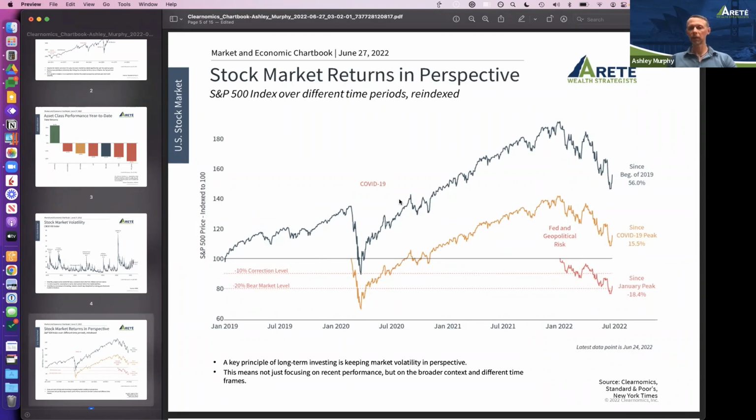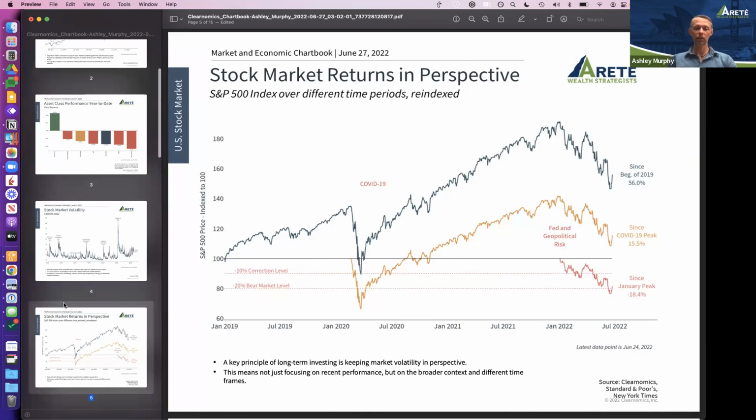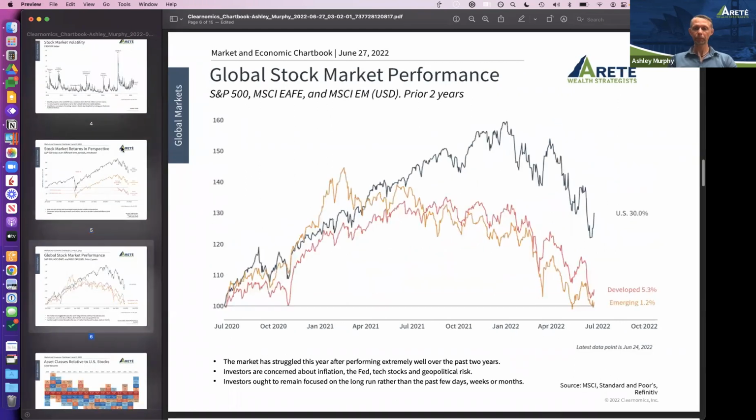And so let's have a look at the S&P index rebased over different periods of time. You see this top graph, this dark blue, going back to 2019, we're still up 56%. Since the COVID-19 peak, we're still up 15.5%. And since the January peak of this year, we're down 18.4%. So the point here is investing is a long-term undertaking.